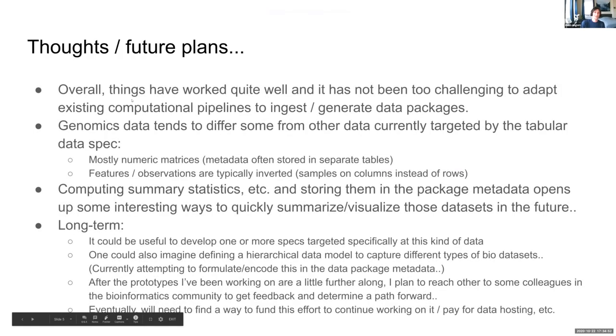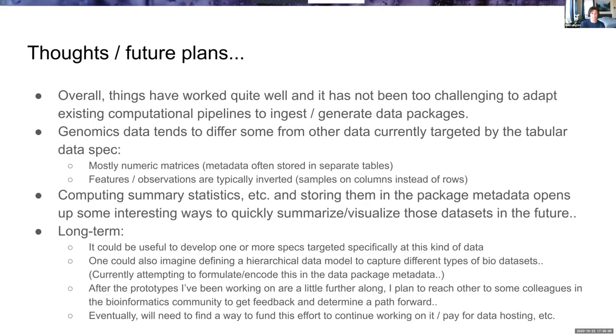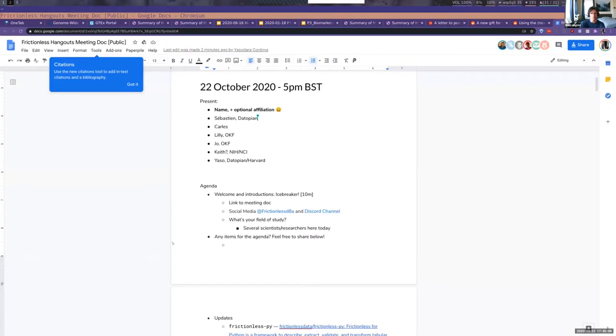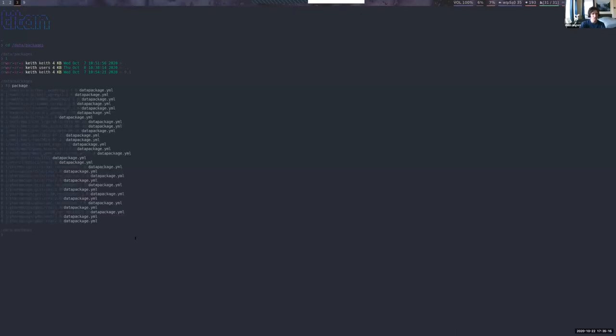So overall, the experience has been quite positive, I would say. All these pipelines or the adaptations I was talking about just now, I was able to do in the matter of weeks or days, after an afternoon sometimes, to adapt things. I can show you real quick. This is all local, but this is just a small example of some of the data packages that I'm generating for different public and personal research projects.